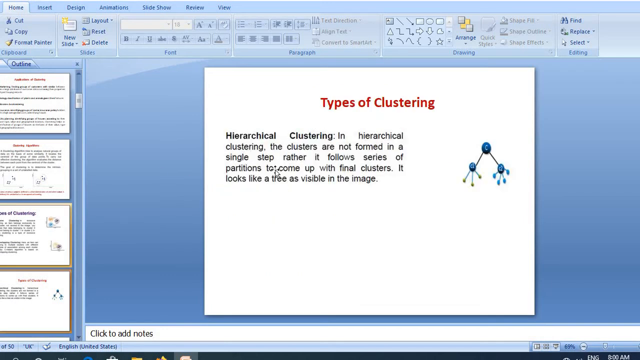Now there's one more type of clustering called hierarchical clustering. Here the clusters are not formed in a single step, but in a series of steps, like a tree forming process. You have already seen how a decision tree is formed. So hierarchical clustering is the one in which the clusters are formed in a series of partitions to come up with the final cluster.